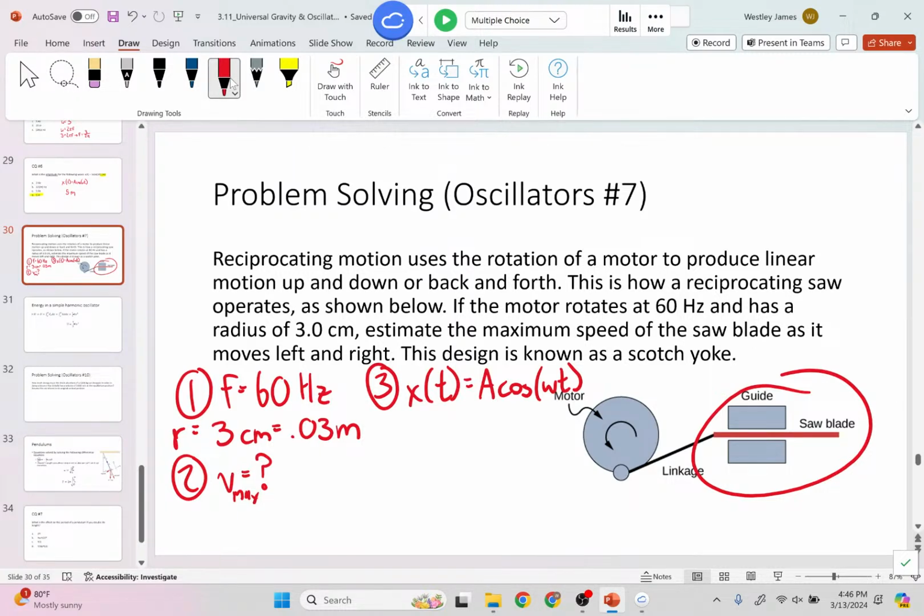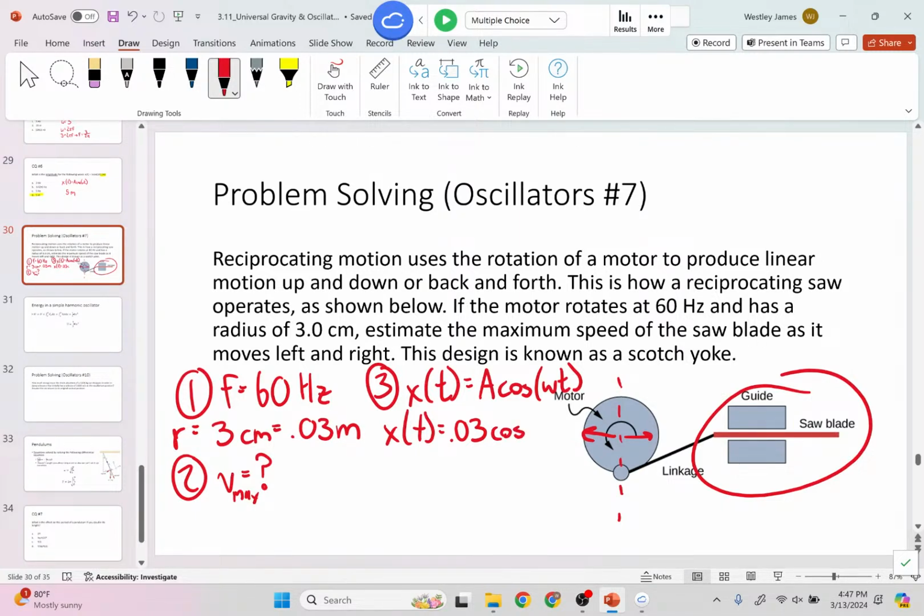So the amplitude is going to be the maximum displacement. If you think about it, this is my equilibrium position. However much it moves away from that, that's my maximum displacement. So my amplitude is going to be 0.03. It's the radius. That's the max amount it moves one way or the other. It doesn't matter. It moves 0.03 meters this way, and 0.03 meters that way.